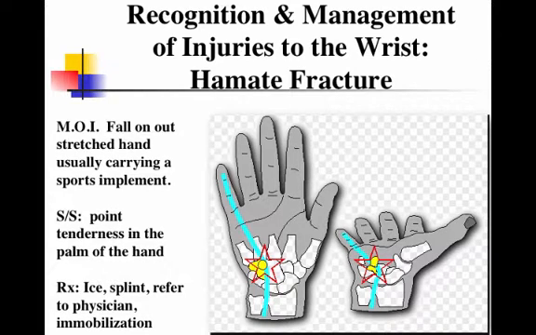Slide 10. The hamate bone is fractured from a similar mechanism of injury as the navicular bone. However, it usually occurs when the athlete is holding an implement in the hand, such as a bat, racket, or other club. The pain is felt in the palm of the hand in line with the fifth finger. Treatment includes ice, immobilization, and referral to a physician for X-ray. Immobilization and padding of the hook of the hamate is the treatment of choice.